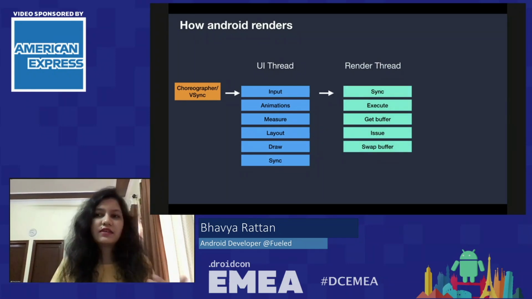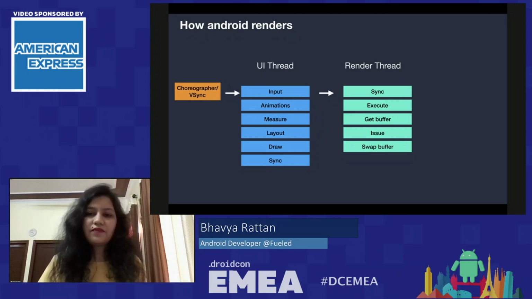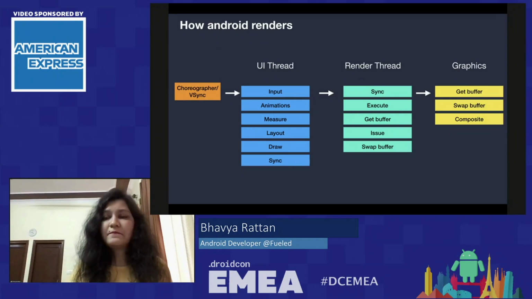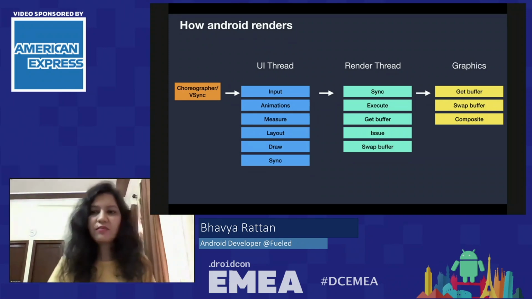to process this information and execute the commands as native Android OS operations, and it finally converts them into OpenGL commands, gets the buffer from the GPU and swaps the buffer, and the control moves to the graphics thread. The graphics system then does a process called compositing, which then finally renders the frame on screen.